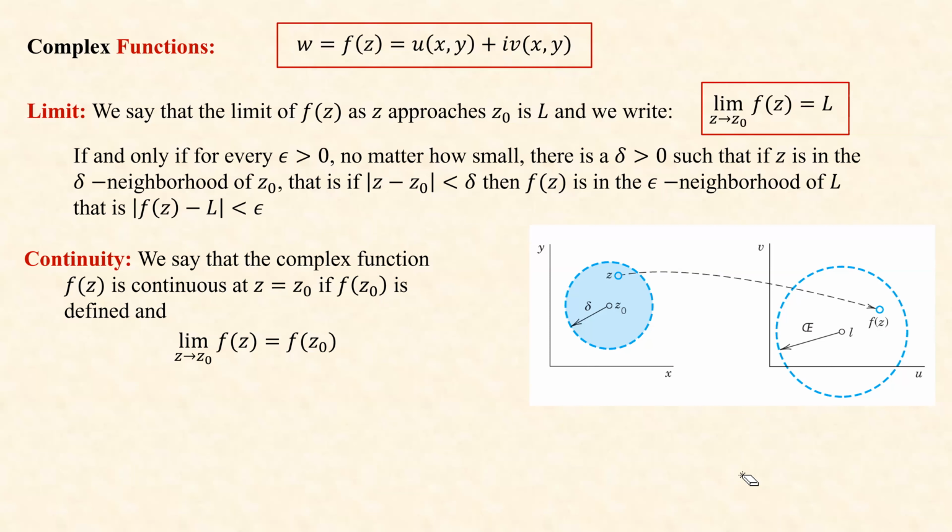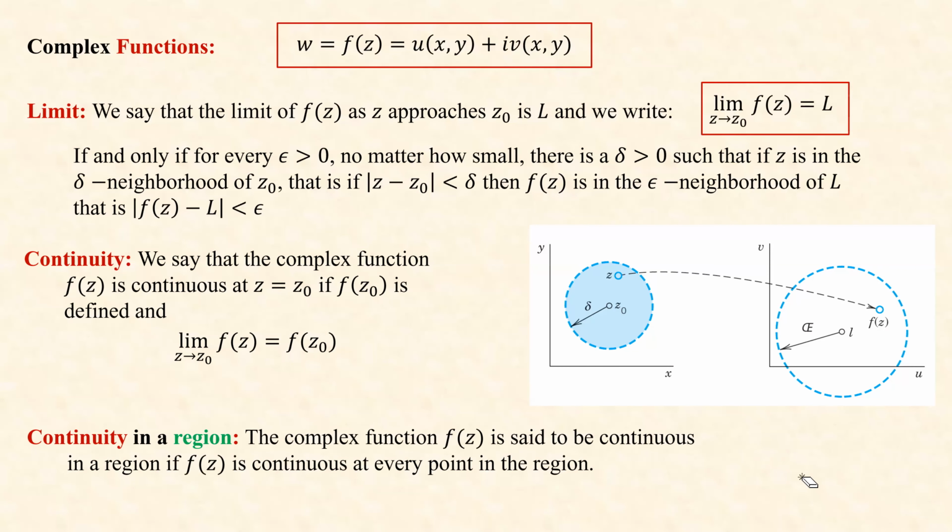And in real analysis, we say that the limit exists if the left limit and right limit exist and they are the same. Here, we don't have two approaches, left and right. We have infinitely many approaches, and for all of them, they should match. Especially if you go in two directions and they match, in all directions it will match. Okay. For continuity in a region, we mean the complex function f of z is continuous at every point in the region. So the complex function f of z is said to be continuous in a region if it is continuous at every point in the region.